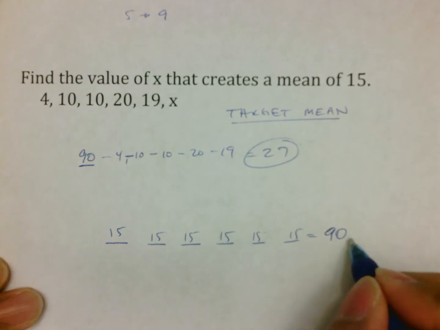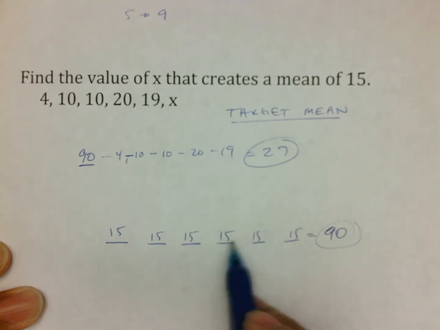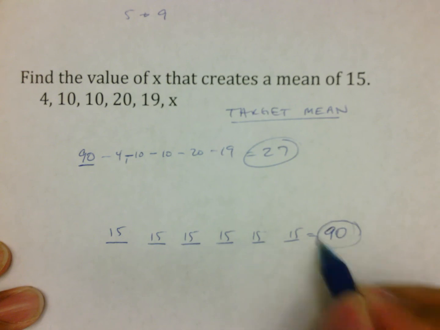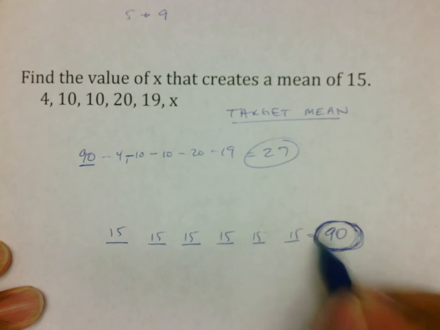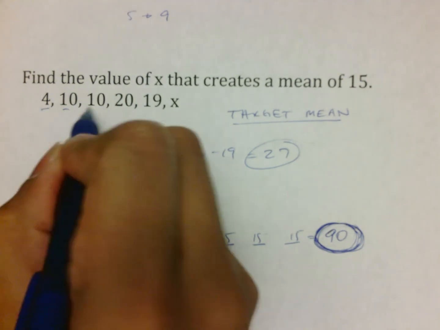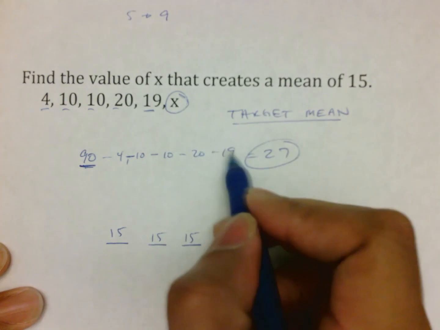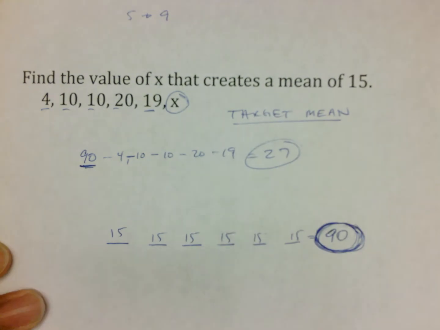Now let me explain again what this is. If your mean is 15 in 6 trials, that means you should score a total of 90. Alright, and again, if your target total is 90, then what you're doing is you're taking the total number and you're subtracting everything you've already done, so you can find out what you have to do to make that total equal 90.